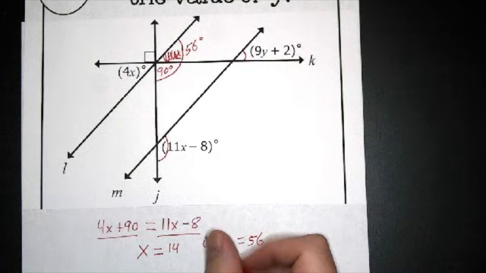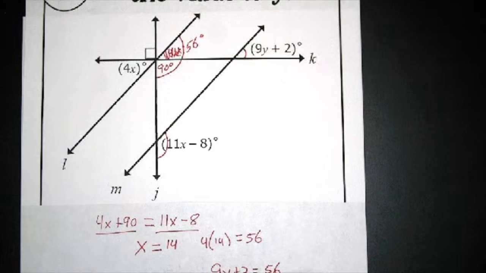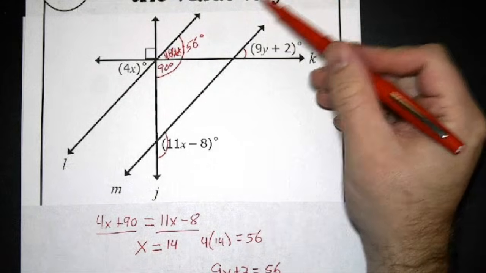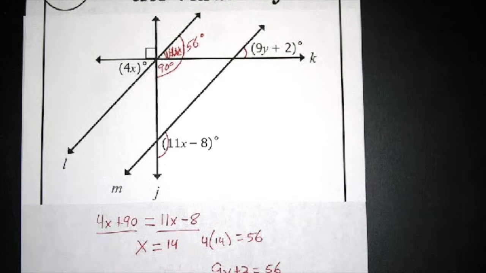So now I can say 9y plus 2 is equal to 56. And we're going to InSolve one more time to find out what y is. Alright, when I put that in InSolve, I got y is equal to 6. Checking my directions again, it said to find the value of y. I just found the value of y. It is 6, and so I'm done with this problem.